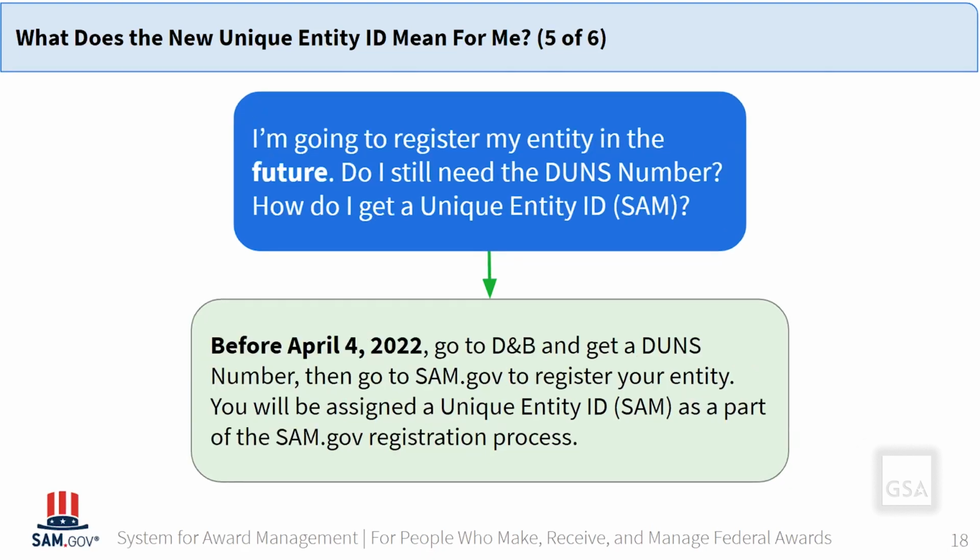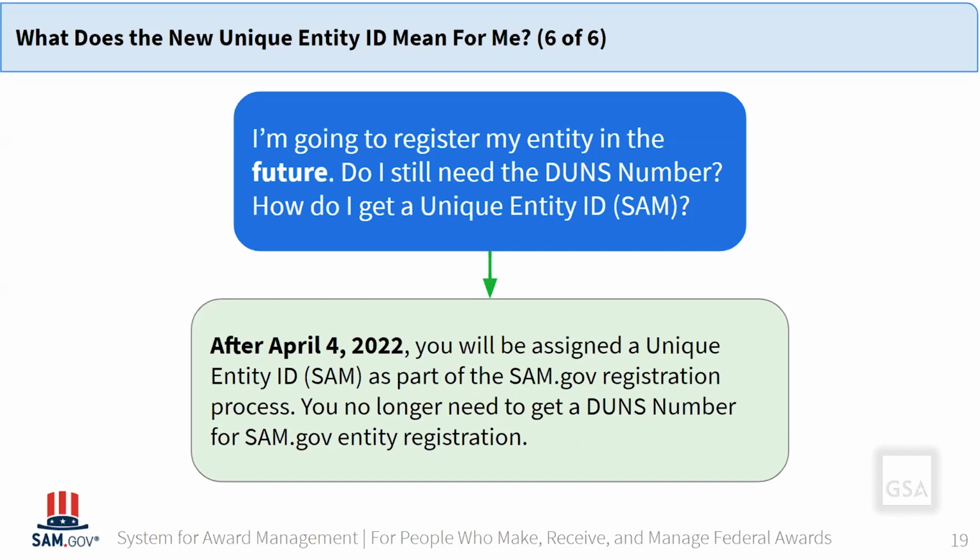The next one is a future state. So it's someone who's ready to come in and start registering their entity. They don't already have one, but they want to prepare for it. If you are going to be registering your entity and it is before April 4th, you still need to make sure that you go to D&B and get a DUNS number, because again, that's still authoritative, it's still a requirement. Then you can go to SAM and register your entity. As a part of that SAM.gov registration process, you will be assigned a unique entity ID SAM. So you won't have to do anything extra, but before April, that D&B check and the DUNS number is still required.